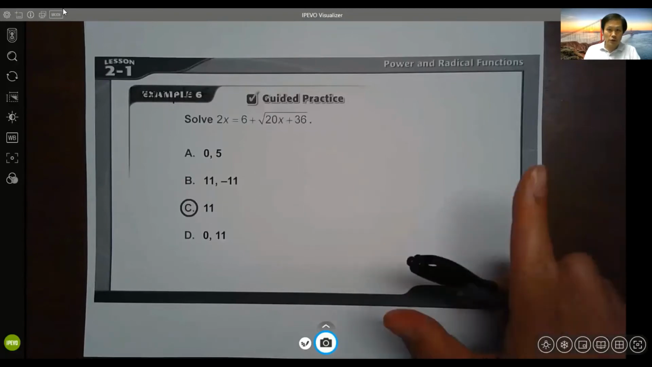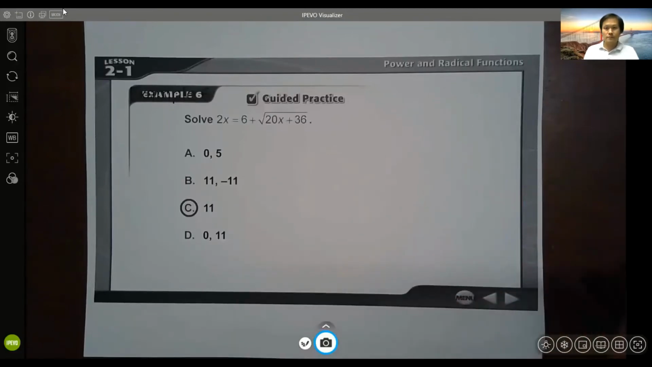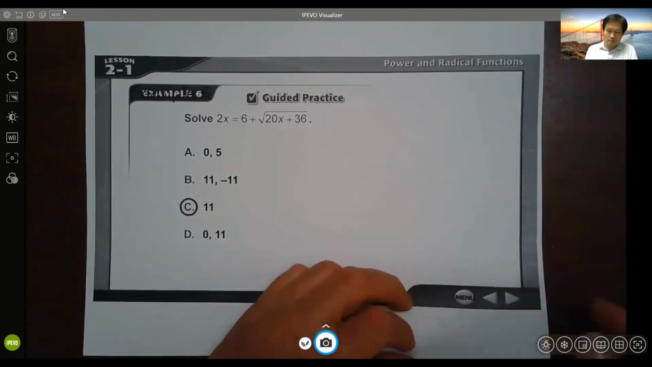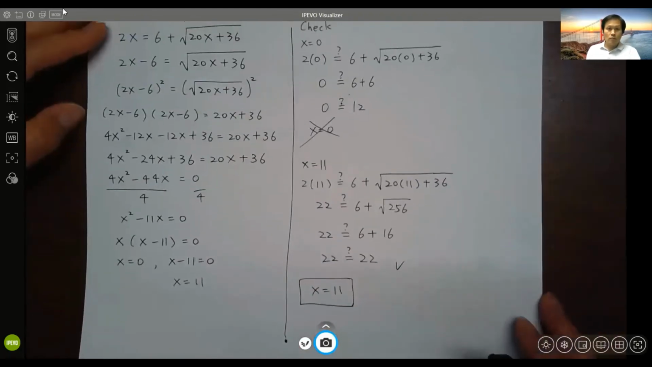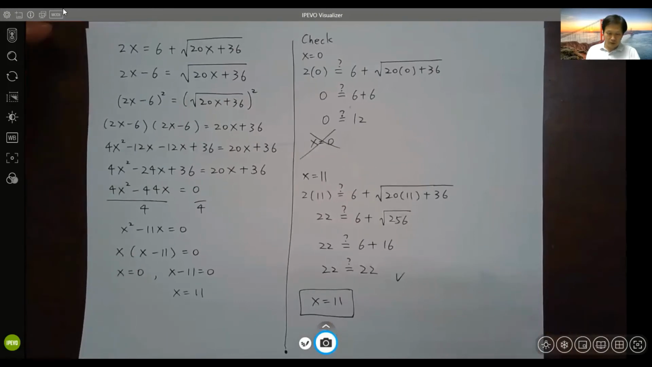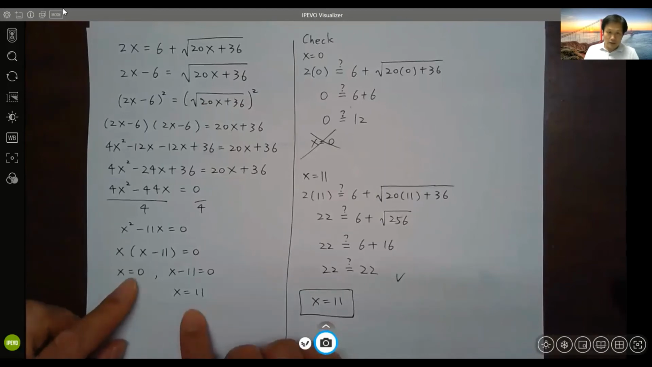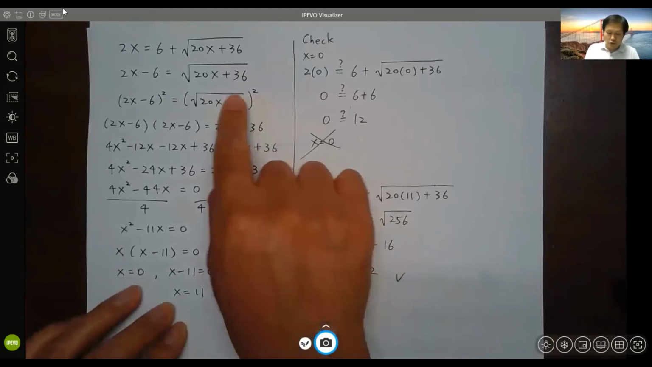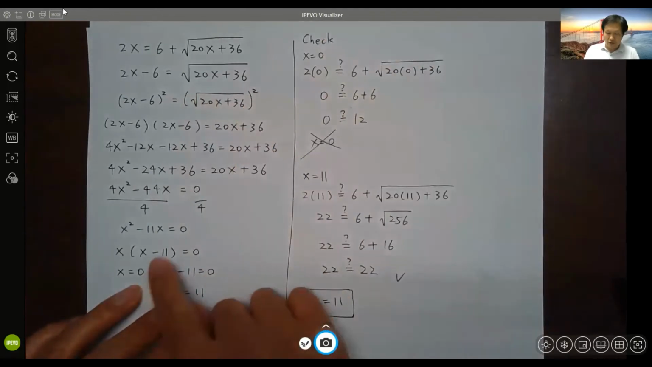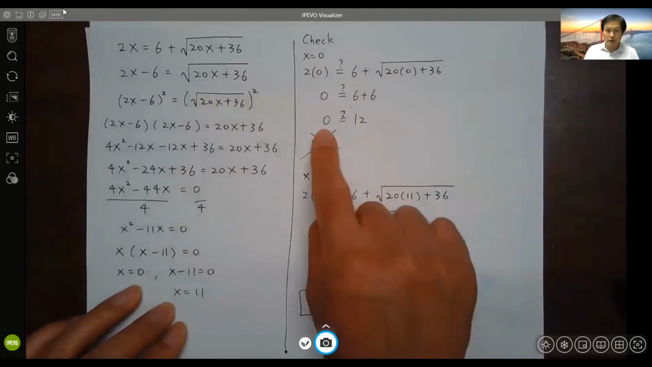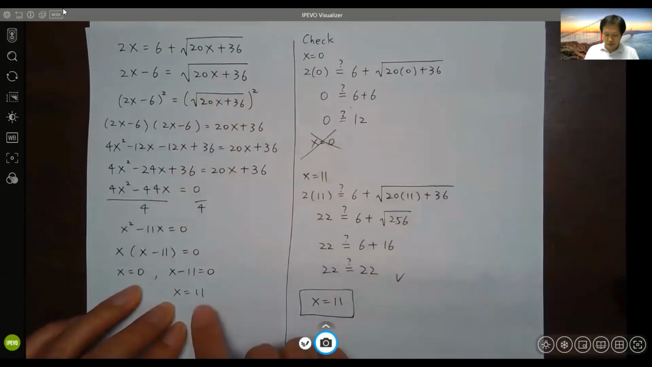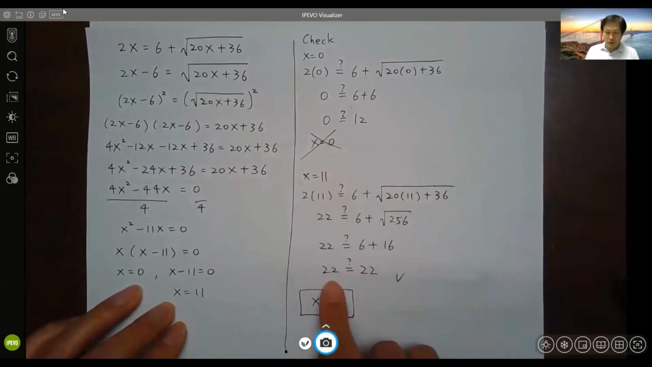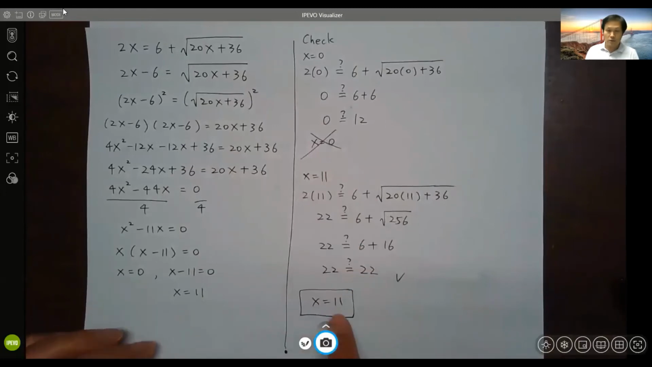Please pause the video. Try this question. Here's my work. So follow through it. See if you made any mistake. These are the answers at the end. Since we squared it, we have to check. Plug in x equal to 0. Are they equal to each other? No. Dump it. x equal to 11, plug it in. Are they equal to each other? Yes. You keep this, the only answer is 11. So checking is very important in this step.